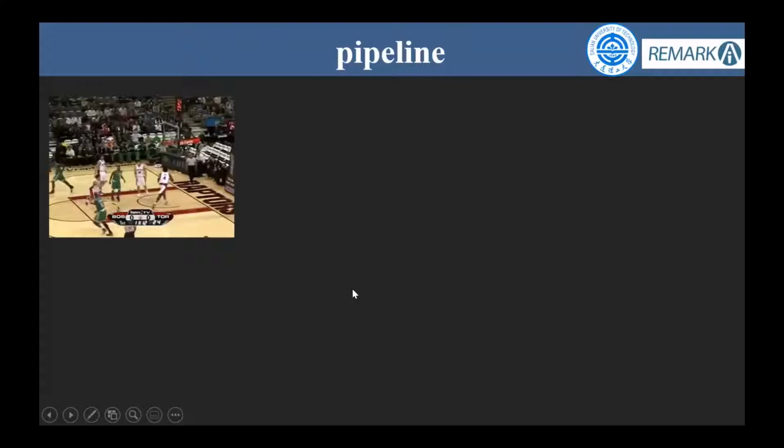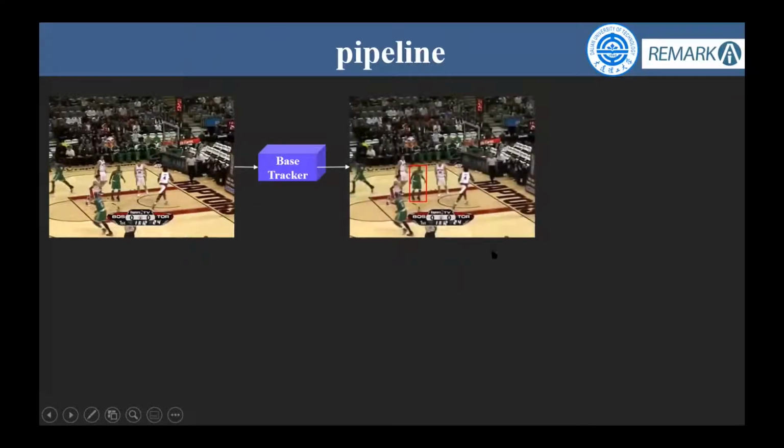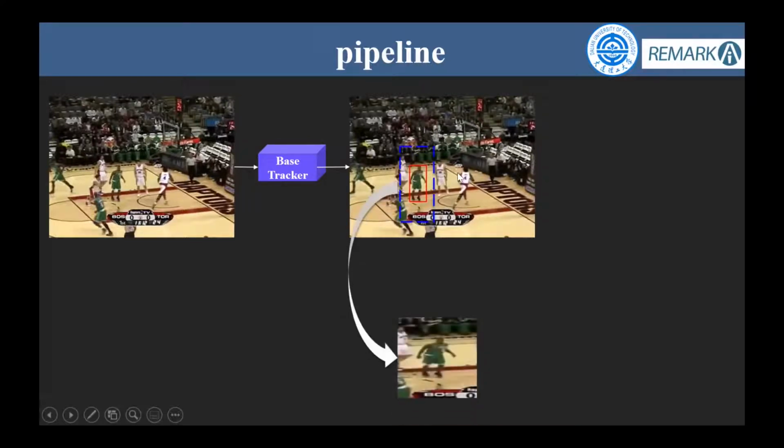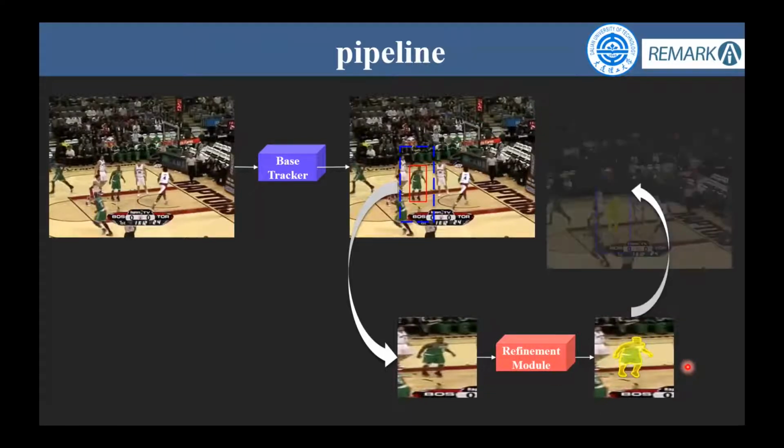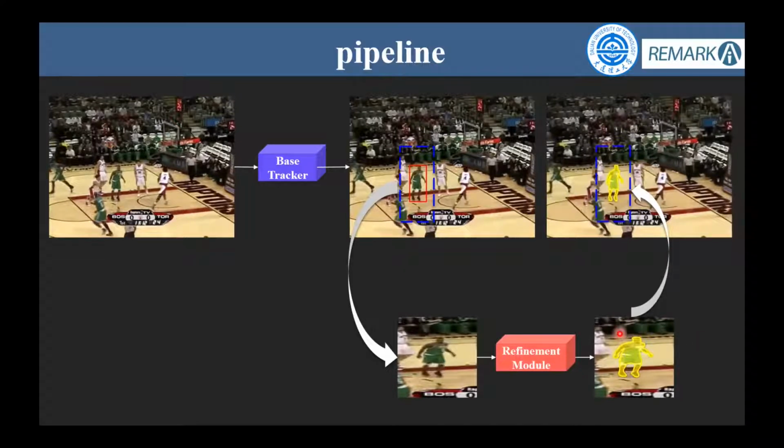This page shows the pipeline of the algorithm. Given the current frame, first, a base tracker is run to get an initial bounding box. Then we crop a small search region around this box and send this search region to a refinement module, obtaining high quality mask prediction. Finally, we map the mask on this small search region back to the original frame to get the final results.